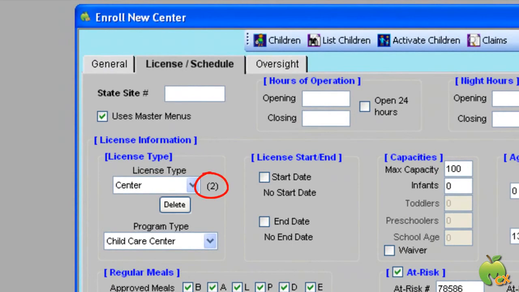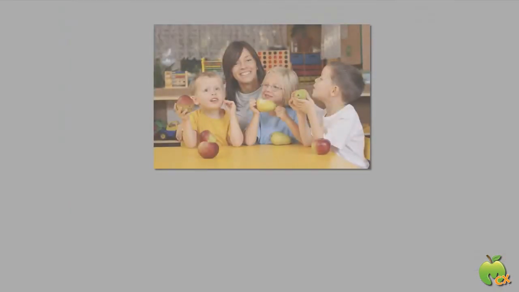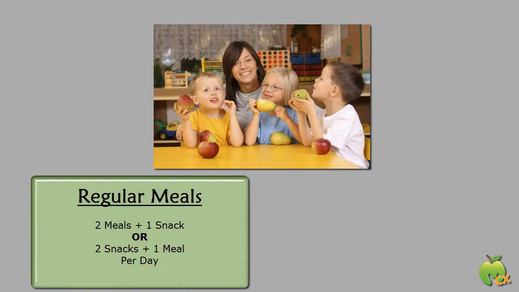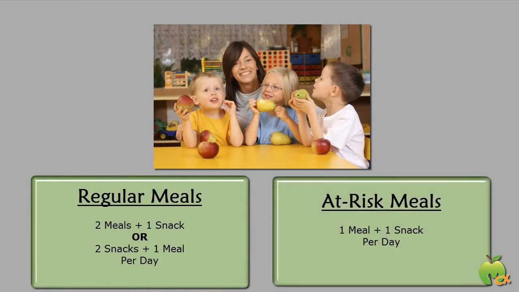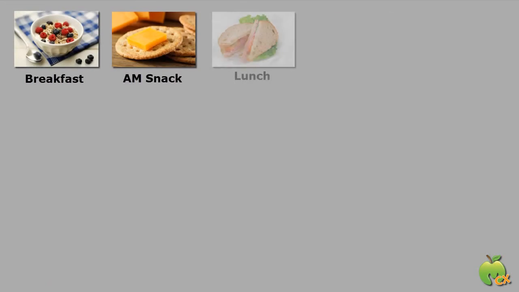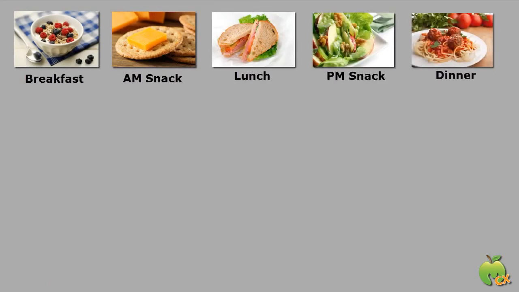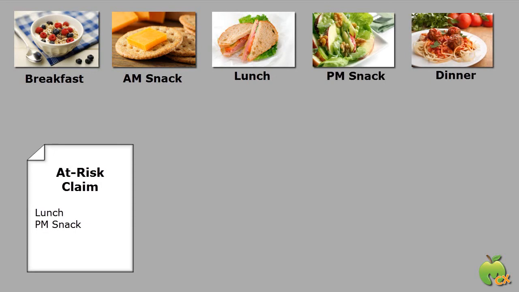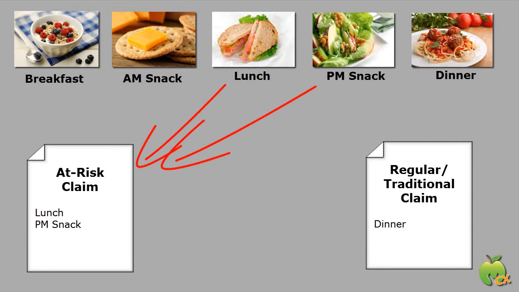in parentheses. If a center serves both regular traditional meals and at-risk meals to at-risk children, meals will first be applied to the at-risk claim, and any additional meals will be evaluated on the traditional claim. For example, if a child is served breakfast, AM snack, lunch, PM snack, and dinner, then the at-risk claim will show reimbursement for lunch and PM snack, and the traditional claim would reimburse for dinner.